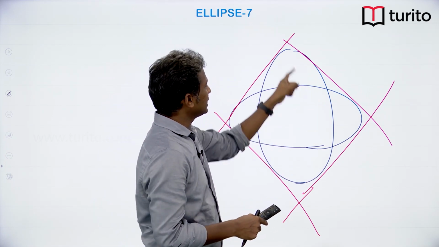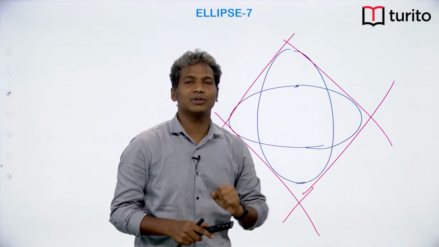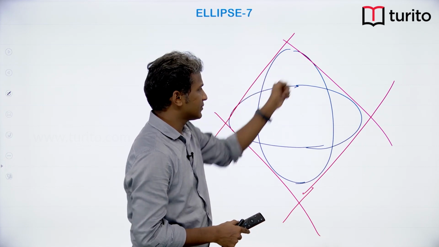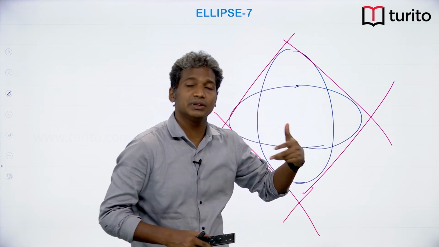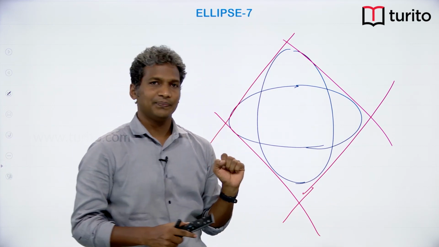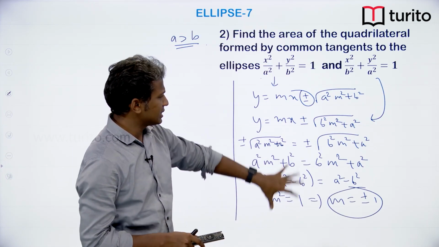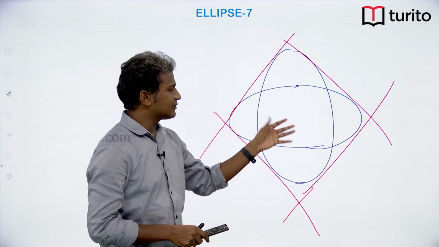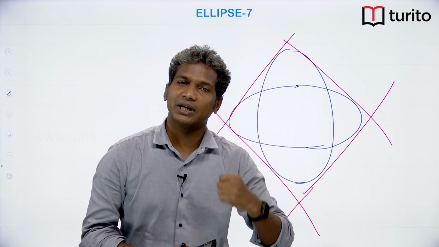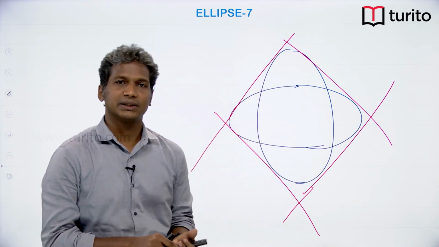So if it is symmetric, then the tangents are also symmetric about the y equal to x line. So that means this has slope 1, this has slope 1, this has slope minus 1, this has slope minus 1, because these lines are symmetric with respect to the x and y axes. Okay. So even without solving this algebra, we can conclude from the geometry itself that the tangents are going to be symmetric about the x and y coordinate axes.